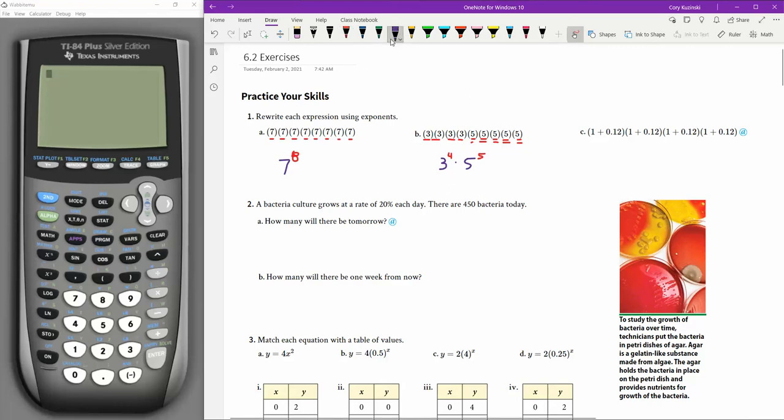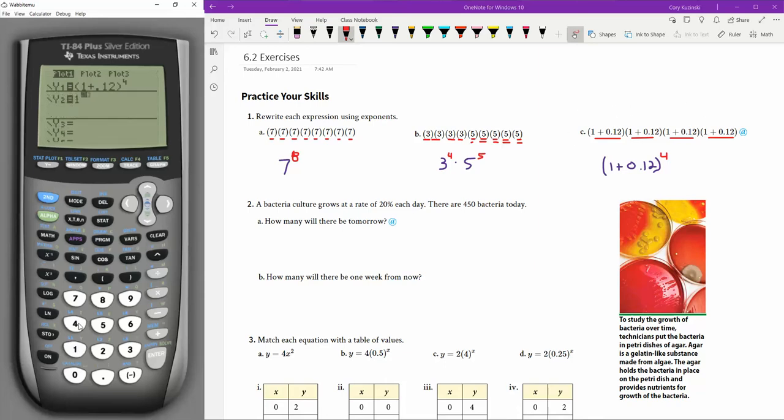And this one, you see the 1 plus 0.12 repeats. And how many times does it repeat? 1, 2, 3, 4. Now, you might say, can I make that 1 to the 4th plus 0.12 to the 4th? Let's check that out. Let's do it on a calculator. So here's what I'm saying the answer is, and I'm sure that that is equivalent to this.